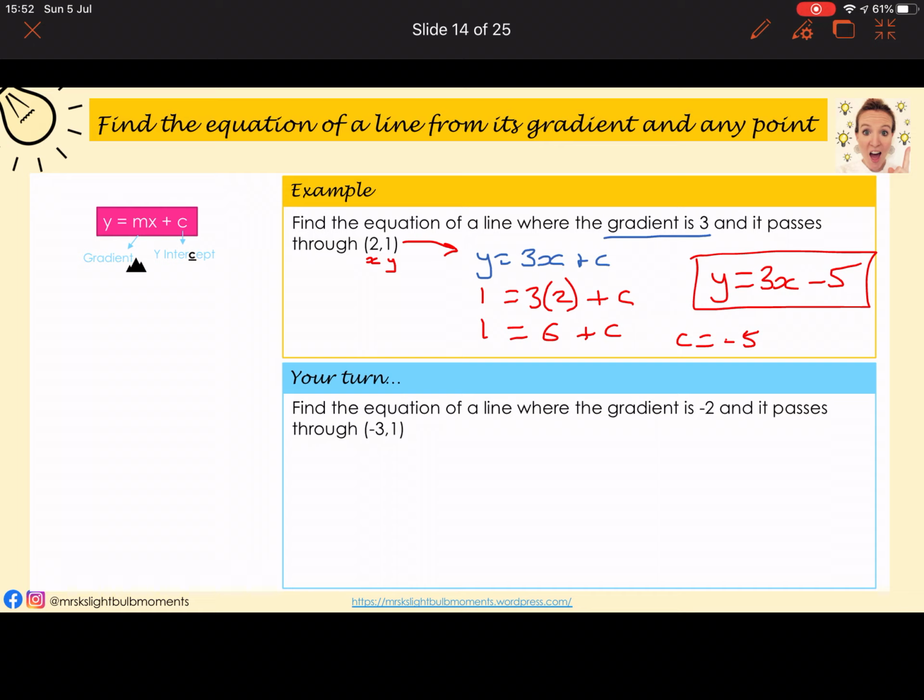All right, should we have a look? So you put in what you know, we get y equals minus 2x plus c. Substitute in that coordinate, your x and y values, and we get 1 equals 6 plus c, and we get c equals minus 5 again. And then your actual equation would be y equals minus 2x minus 5.